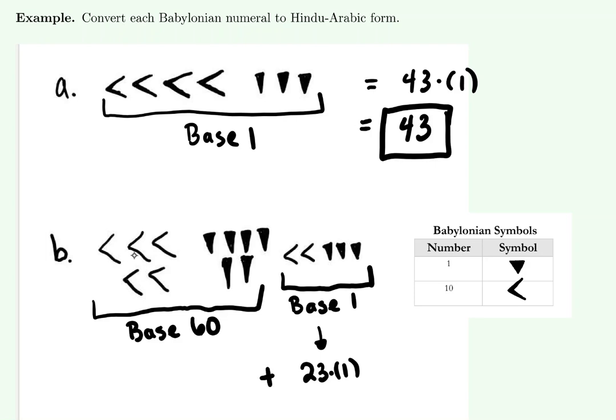So we have 10, 20, 30, 40, 50, because this is the symbol for 10, so that's 50. And then 1, 2, 3, 4, 5, 6. So this is 56. Since it's in the second position, it's implied to be multiplied by 60. We will find this value carefully in our calculator and write our final answer here. And we would get 3,383.